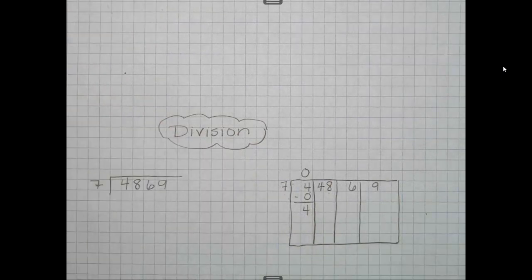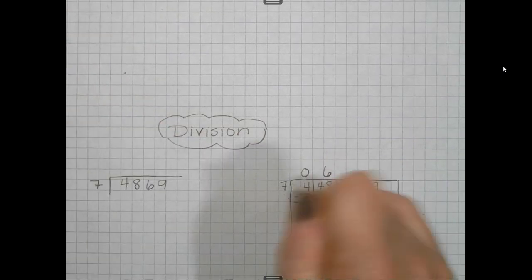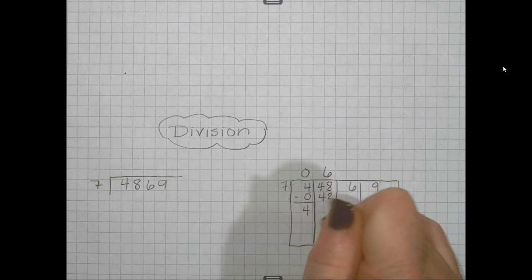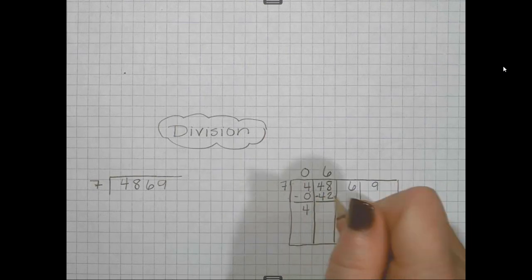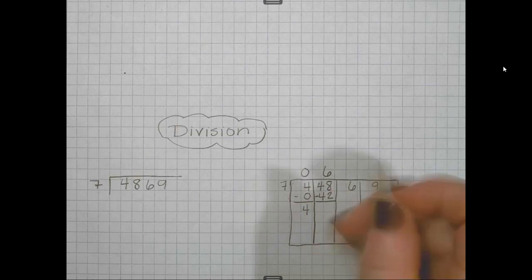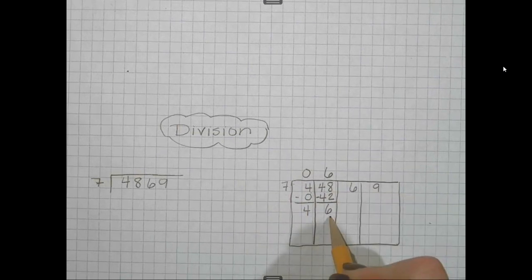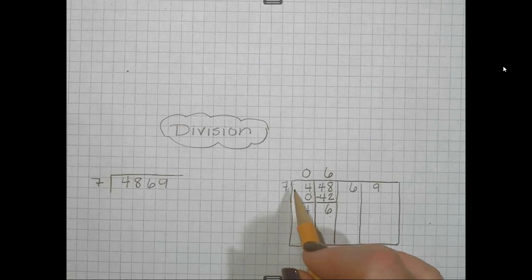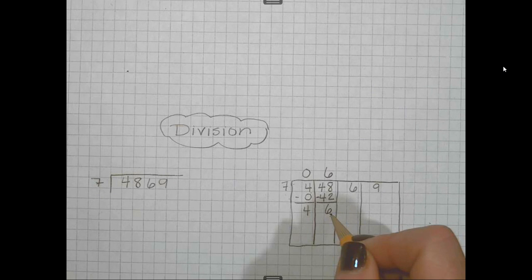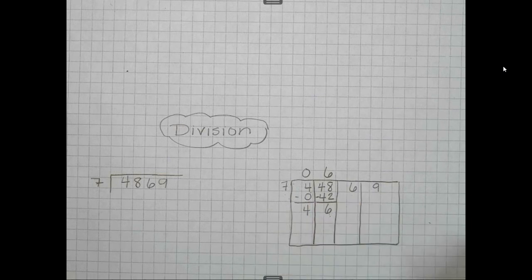Now, how many groups of 7 can you make with 48? That would be 6. And that's because 6 times 7 is 42. All right. We've only used 42 of the 4800s. We still have 600s that we can't make equal groups of hundreds because we don't have enough 7s. So we're going to rename this or regroup this 600 as 60 tens. And we already have 6 tens.